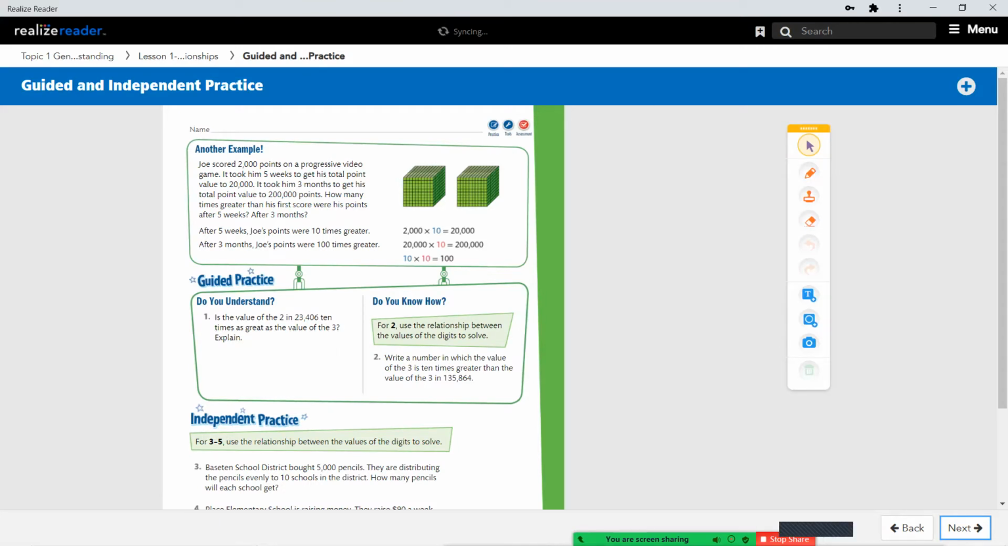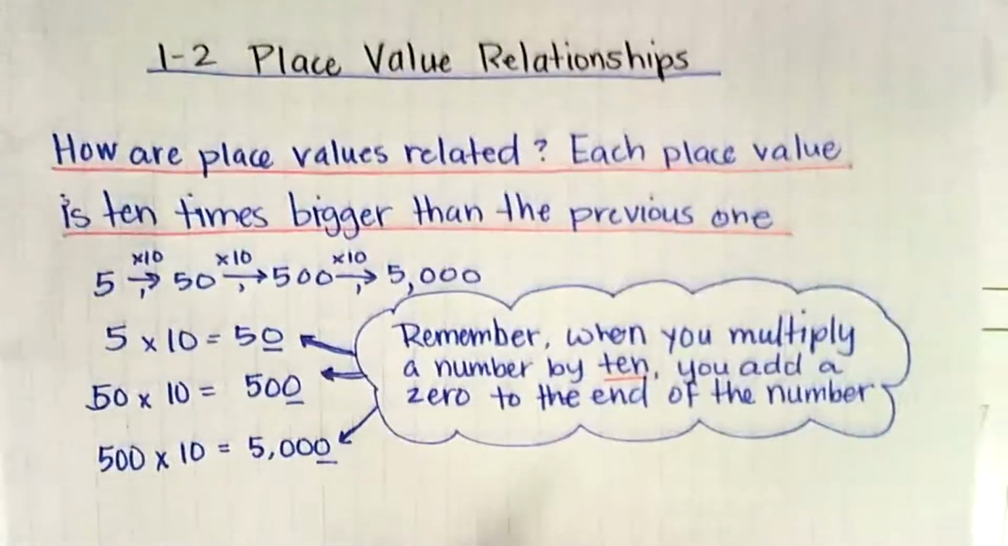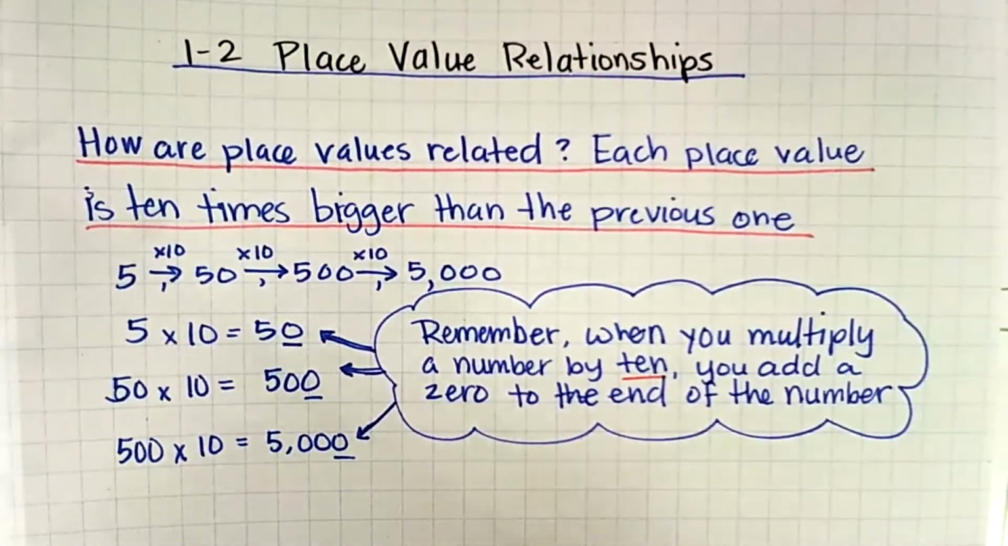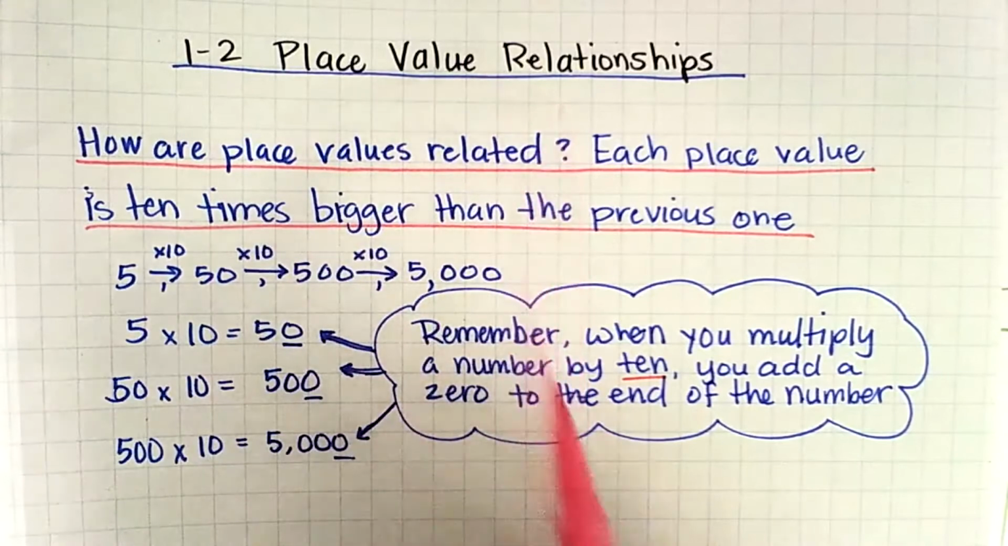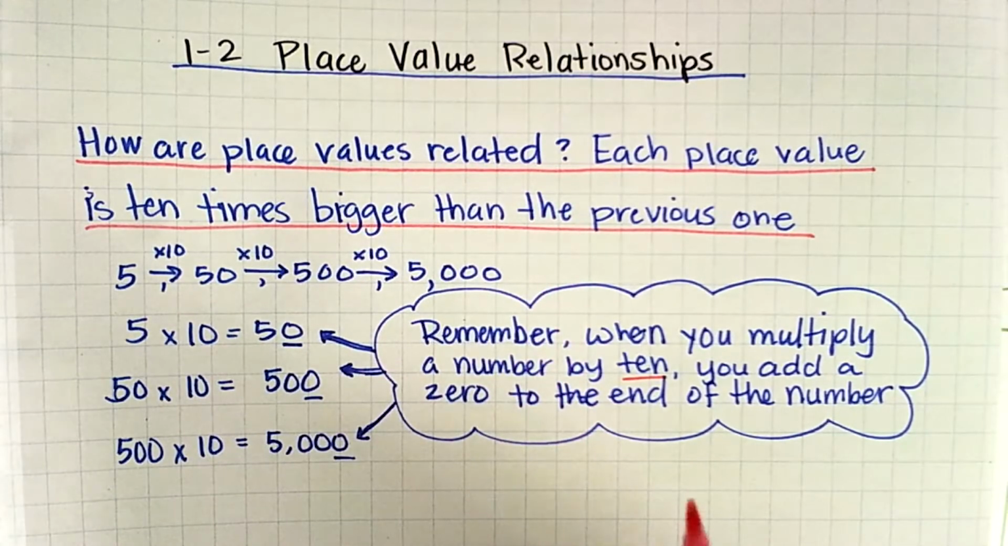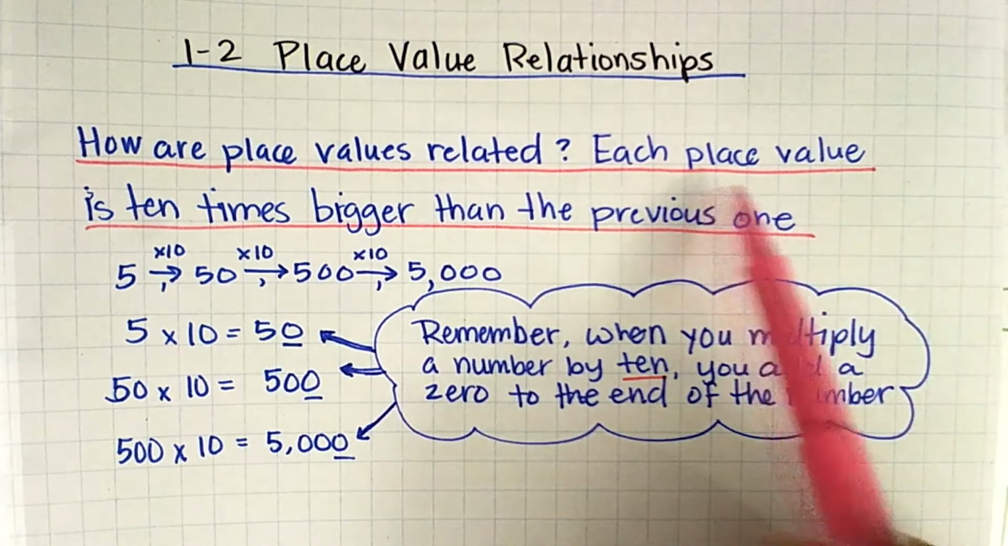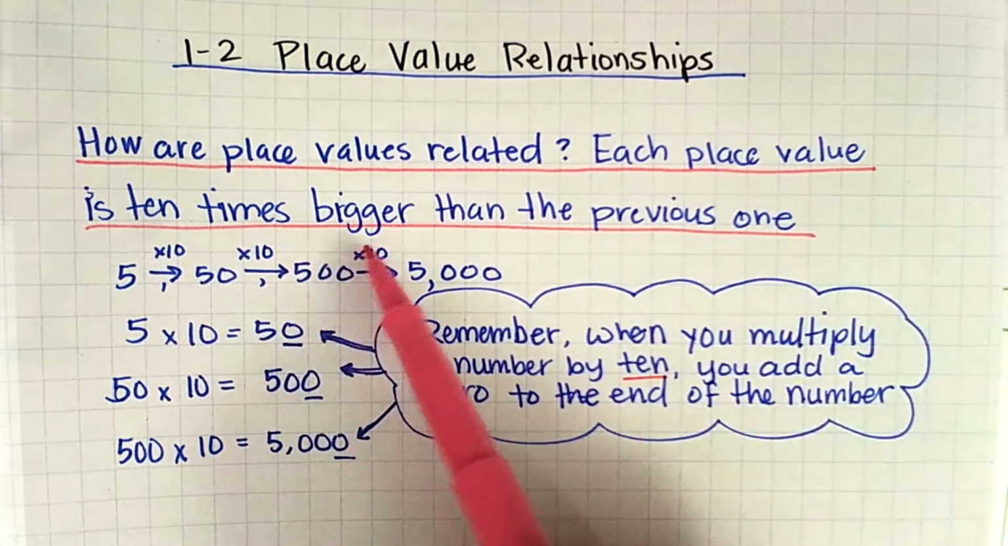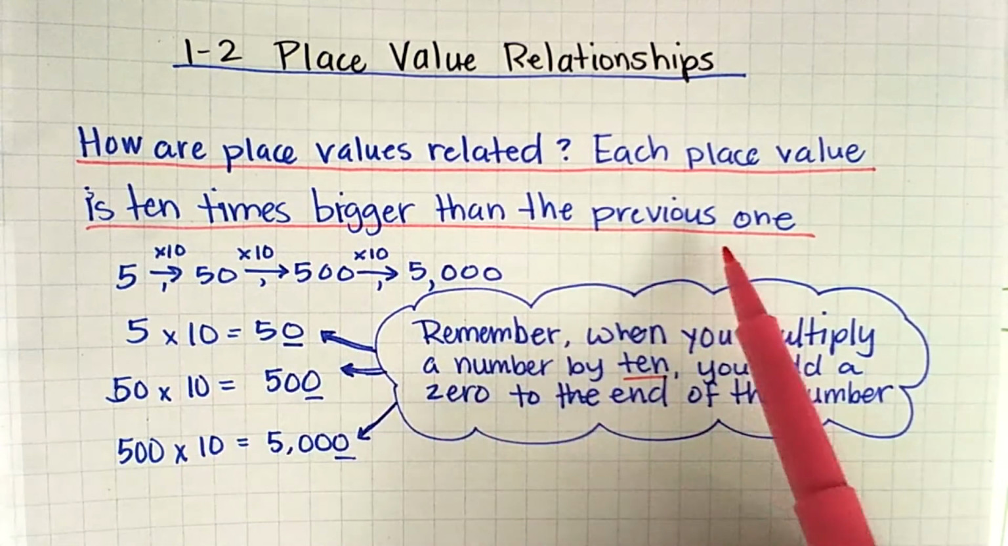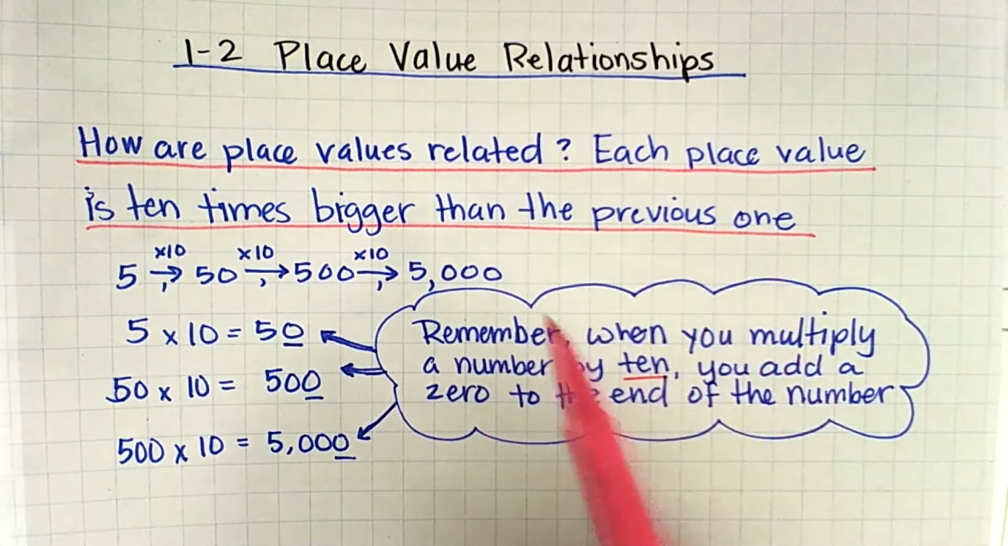Okay, so we're going to get into our guided practice here in just a second. I wanted to go over some notes that I wrote as we were going through our lesson. So remember, always put your lesson number and title at the top. 1-2, place value relationships, and we're focusing on understanding how place values are related. So what you need to know is that each place value is 10 times bigger than the previous one. So 10 times more than the ones before it.